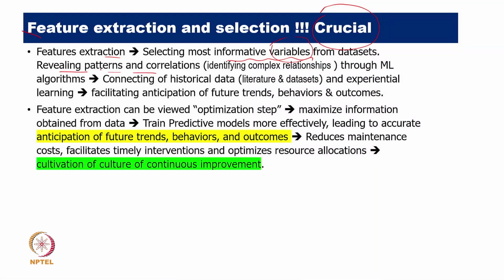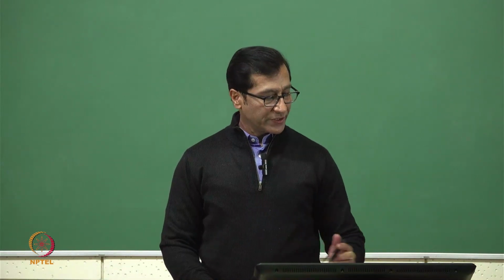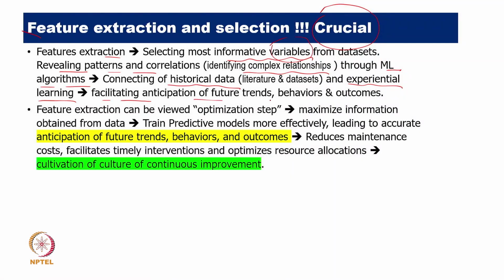Another aspect is the relations and correlations between those variables, which also need to be extracted. That means we need to identify the complex relationships, and for that purpose we really require ML or machine learning algorithms. In this situation, we try to connect the historical data and experiential learning. This has already been explored in a previous lecture to some extent, but again I am trying to remind you that these are important aspects so that we can anticipate future trend behavior and outcomes.